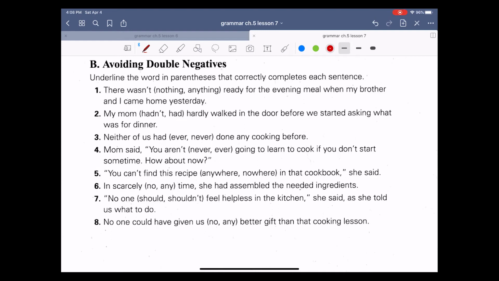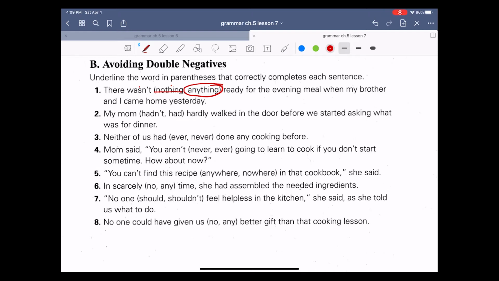Underline the word in parentheses that correctly completes each sentence. There wasn't nothing ready for the evening meal. There wasn't anything ready for the evening meal when my brother and I came home yesterday. Wasn't is negative. Nothing is negative. We know it's not that. It is anything.